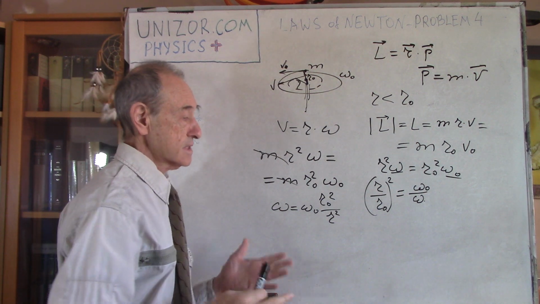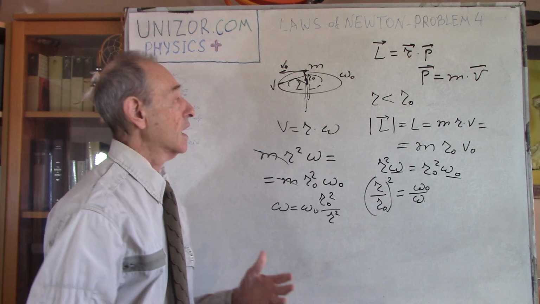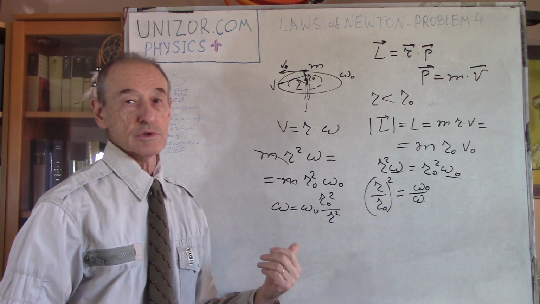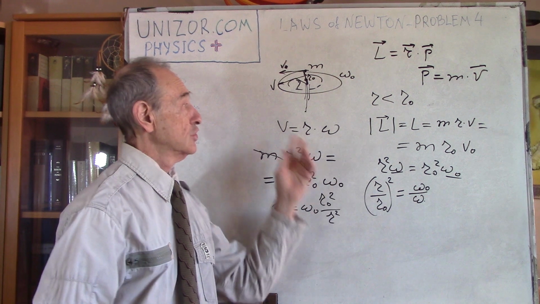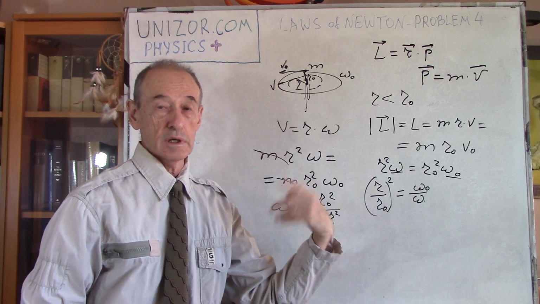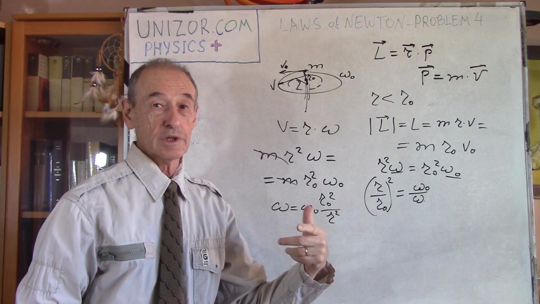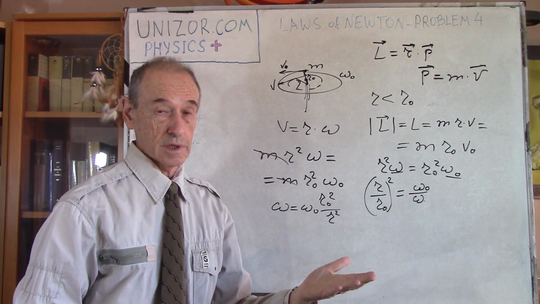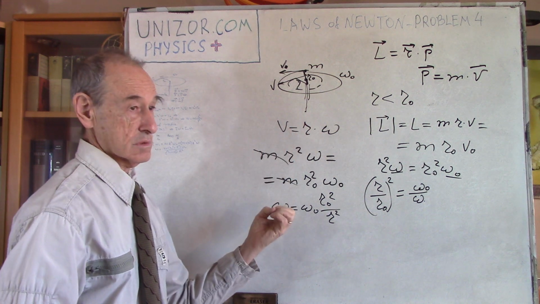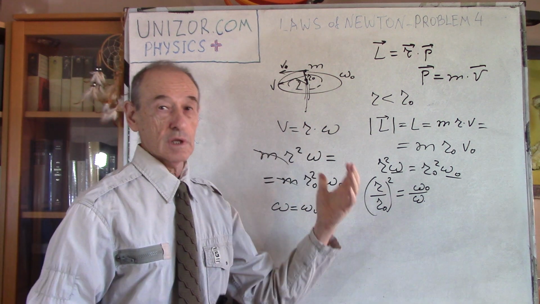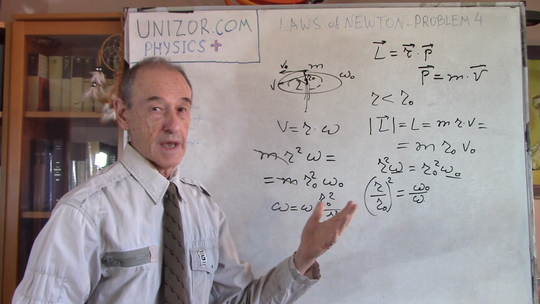So basically, this is the physics behind changing the radius. You change the radius, let's say, by half, and your rotation speed, the angular speed of rotation, increases by a factor of 4. So radius half, rotation increases by a factor of 4.